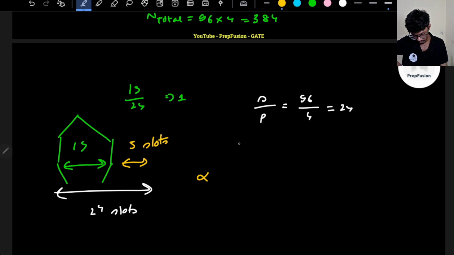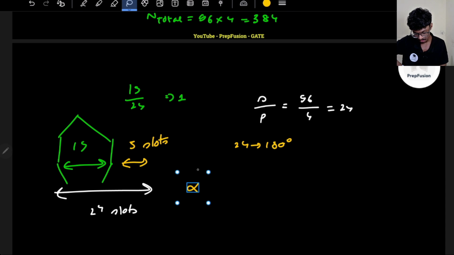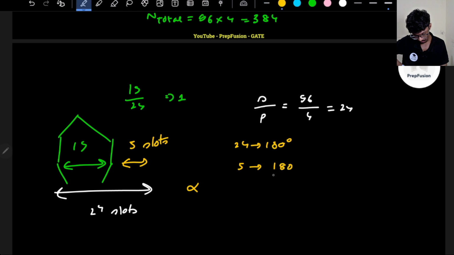So 24 is 180, right? Because each pole will cover 180 degrees. So how much will be 5? 5 will be basically 180 divided by 24 into 5. Okay, so this will be equals to 180 divided by 24 into 5. So this comes out to be 37.5.